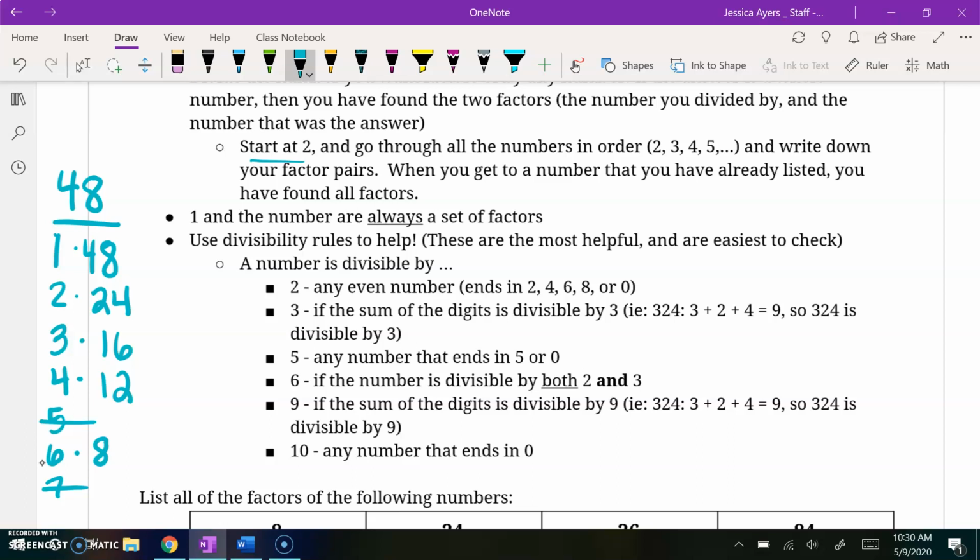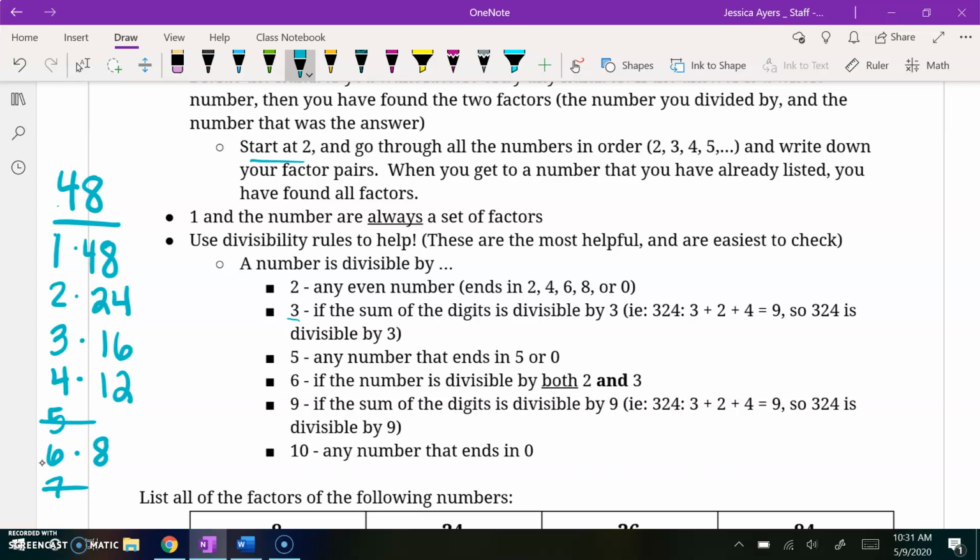You can also use your divisibility rules to help. The better you are with these, the easier it is to check. So if you know that a number is divisible by 2 if it's even, then you know that 48 is even, so you could know that you needed to check 2. 3 is if the sum of the digits is divisible by 3. So 4 plus 8 is 12, so 12 is divisible by 3. So we know 3 goes into 48, so we can try that.